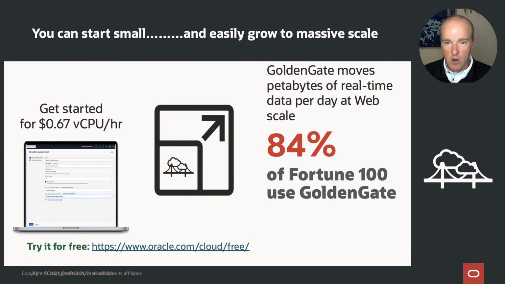So we can start small and easily grow to massive scale. We can start at 1 OCPU, which is 2 vCPUs, at 67 cents an hour, and we can grow this all the way up to 24 OCPUs. At any point we could have auto scaling turned on, or we could change the shape with some downtime, but we can change the actual base shape as well. And that takes a couple of minutes.